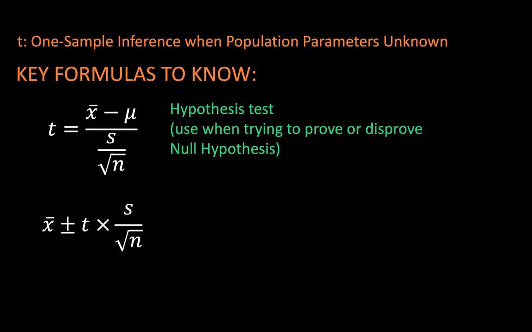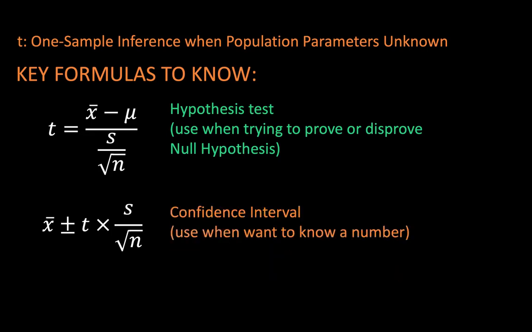For the confidence interval, this is the confidence interval: the sample mean plus or minus the t-score times the standard error. And we use this when we want to know a number. When the problem asks us for a number, like an approximate range of values for which the mean can be. The degrees of freedom is equal to the sample size minus 1. And we use this with the t-table.